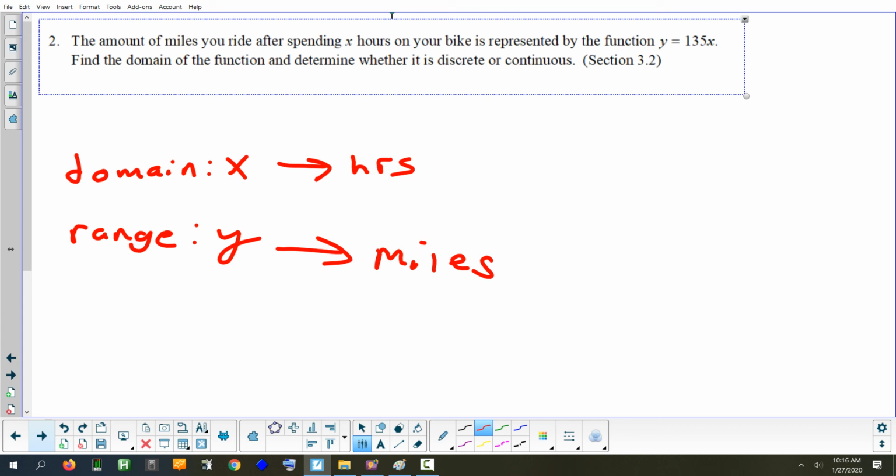Could hours be negative? No. You can't bike a negative number of hours. So negatives don't make sense for the domain. Could you bike 0 hours? Yeah. Could you bike a positive number of hours? Yes. Okay, so now we know that it has to be 0 or positive. Now, could you have fractions of an hour? Could you bike like 1.5 hours?